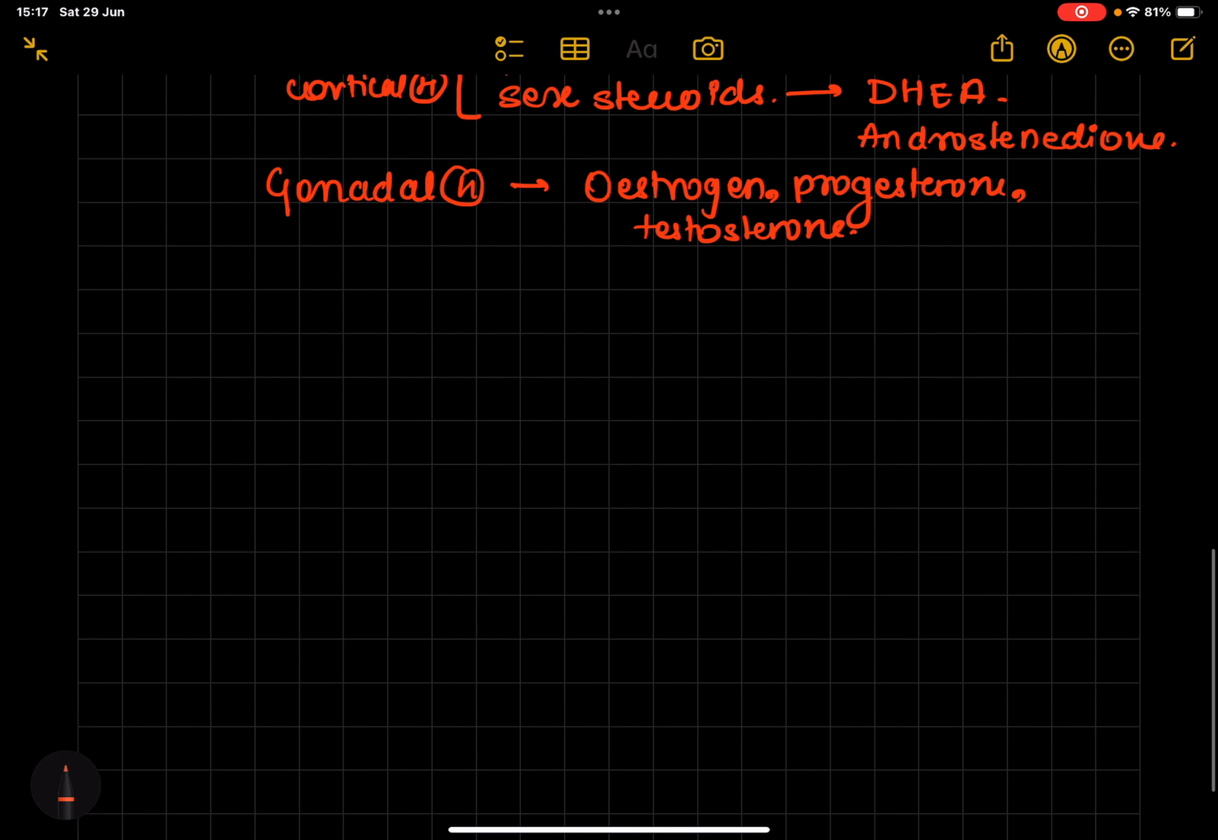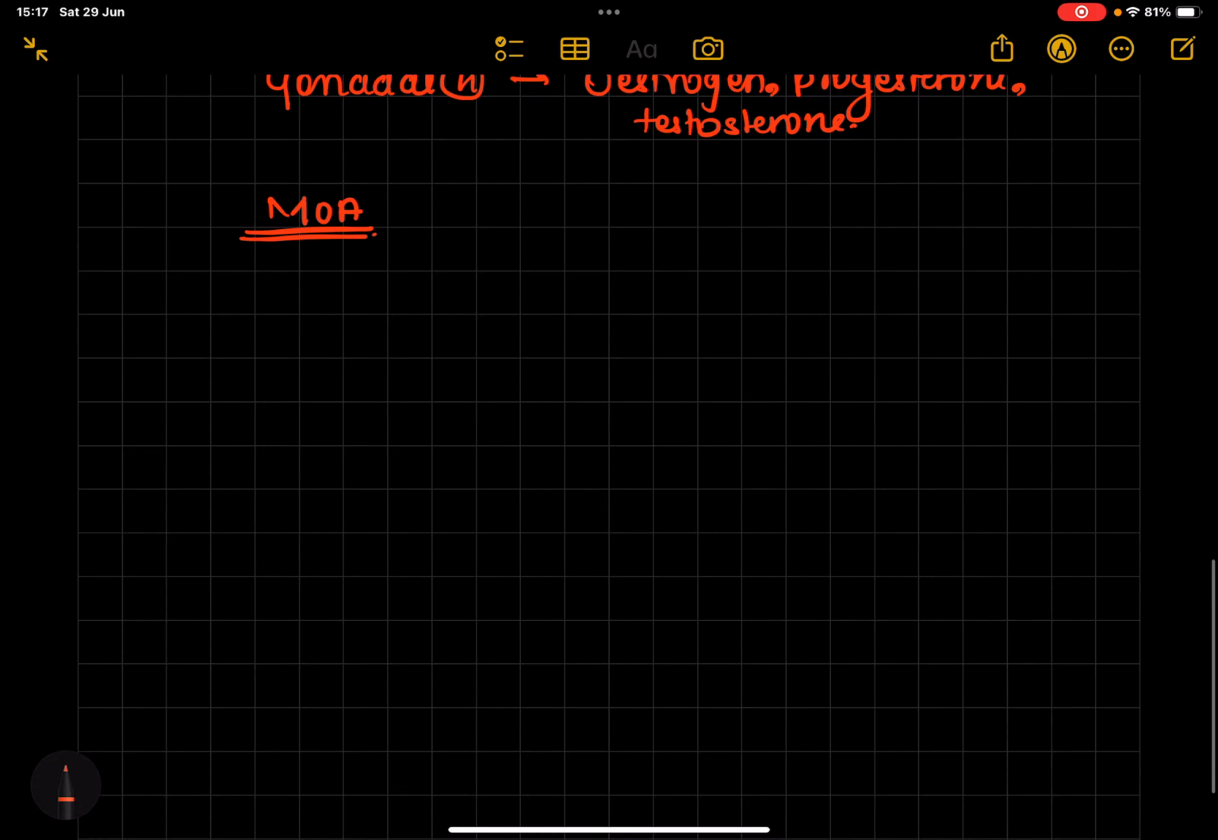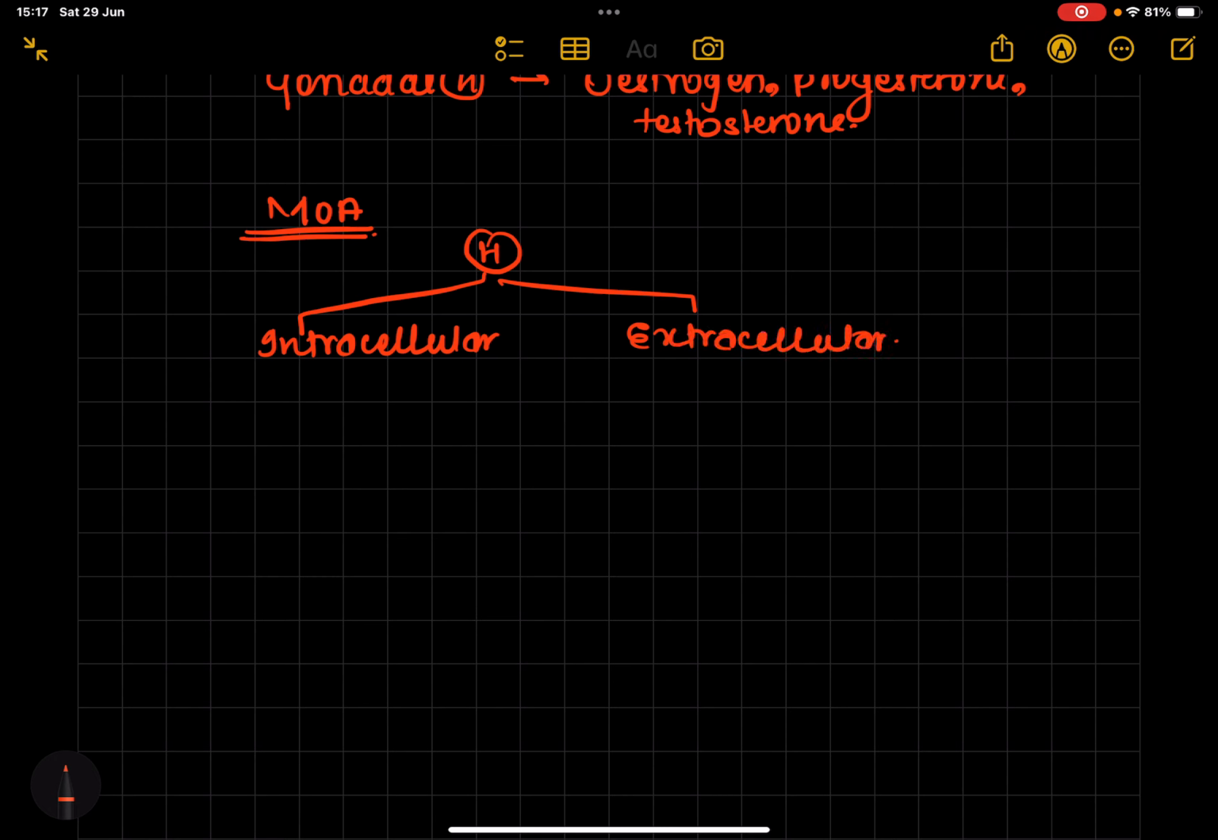Now the next classification is based on the mechanism of action. On mechanism of action, the hormones can act intracellularly, or they can act extracellularly. What does it mean by intracellular? So intracellular action means they will be having intracellular receptors which will be intranuclear or intracytoplasmic.